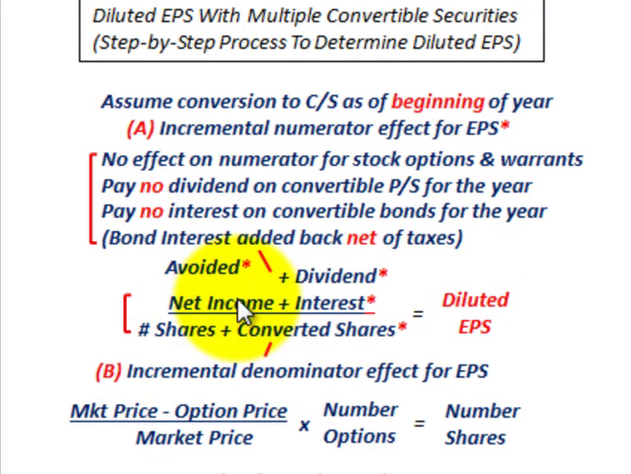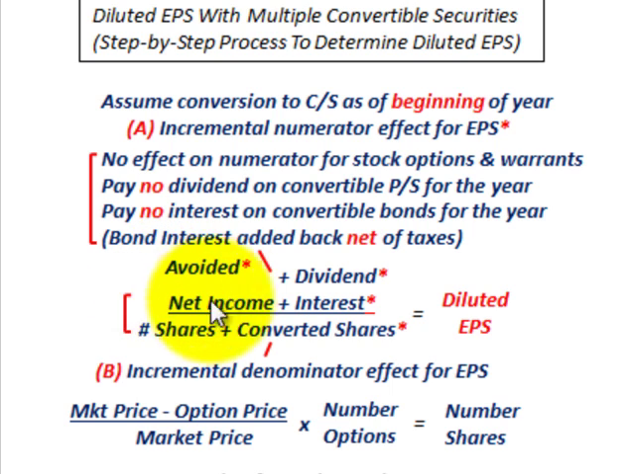That would be our net income for the year divided by the average number of common stock shares outstanding. But when we have these convertible securities, we have to make some adjustments to our net income in the numerator, and also to the number of shares outstanding in the denominator. So let's first look at our numerator. In this case we're going to assume the conversion to common stock for this convertible security as of the beginning of the year, and we'll first determine this incremental numerator effect for the earnings per share.